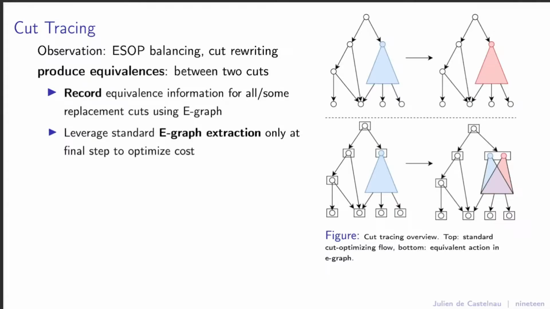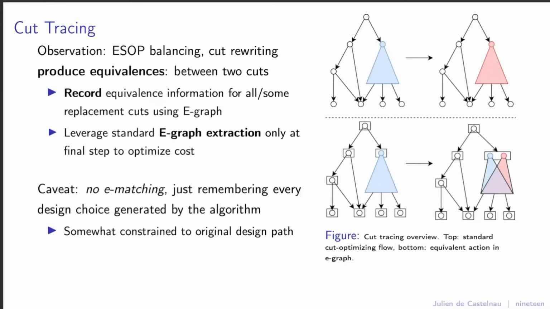An algorithm may identify the red cut as a replacement for the blue, while in the EGRAPH we would simply record this information instead of destroying the blue, and we would put the roots of the two cuts in the same E-class. So in cut tracing, we simply record all or some of the candidates generated by an algorithm like ESOP balancing or cut rewriting, even those that aren't the best candidate locally. And then at the final step, we can leverage standard EGRAPH extraction to extract the optimal term.